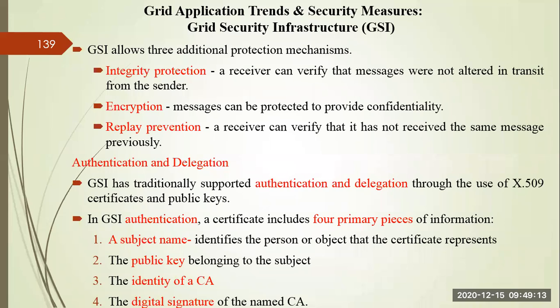And how is GSI authenticating? First, a certificate includes 4 primary pieces of information. One is your subject name, another is the public key, next is the identity of the certification authority, and the digital signature. So these are the 4 features used for GSI authentication, right? By looking into the digital signature or identity of the certification authority, you will know whether that particular authentication request should be accepted or rejected.